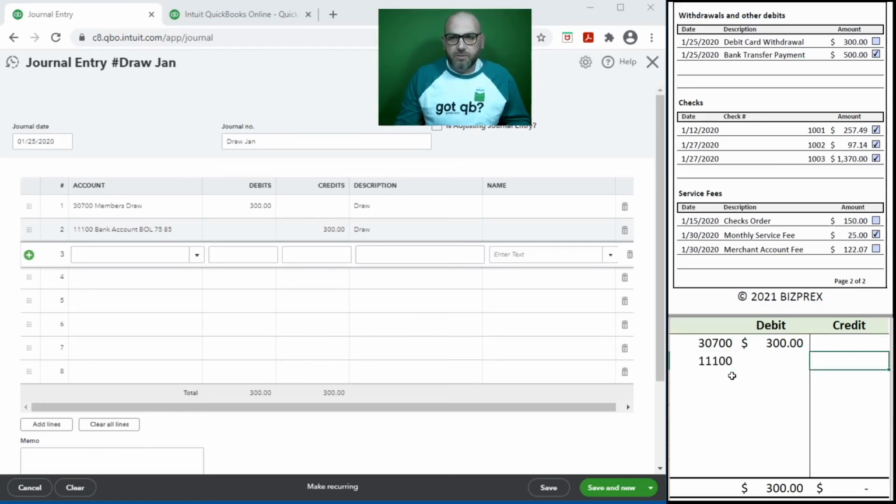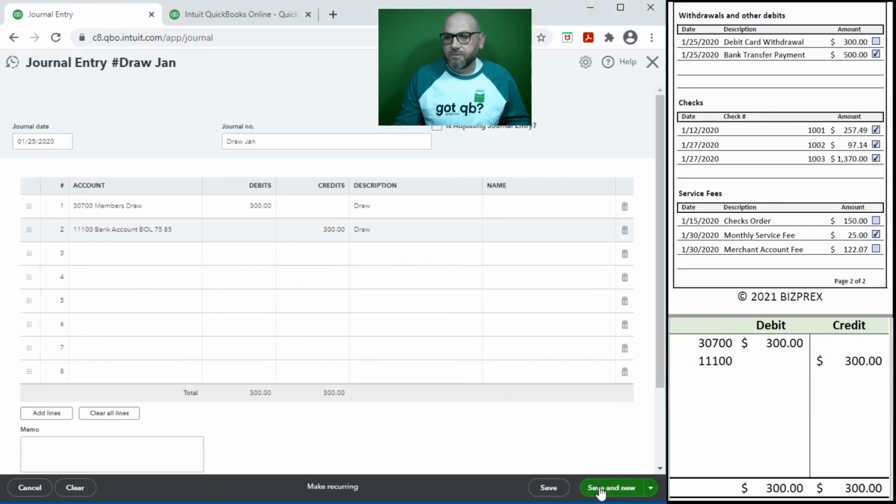And then what else is going on? Well, the bank account is an asset, and when we took the money out, the balance dropped by $300. So here it is. It's reduced. And most importantly, at the end of the day, these two are in balance. So again, here we are. Let's go ahead and save a new.